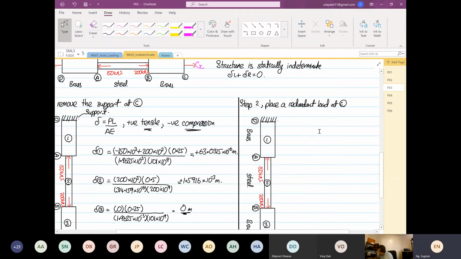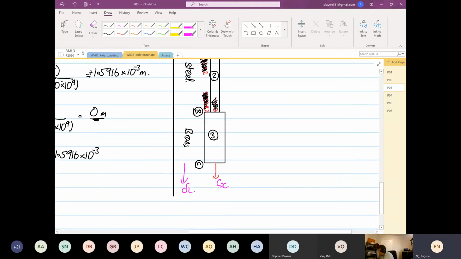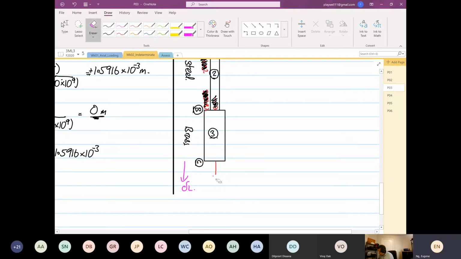So what's going to happen now is we are not going to consider what? We are going to ignore the 150. We're going to get rid of this arrow. We can get rid of the 200. All right. Now we are going to place a load over here in that direction, known as RC, the redundant load at point C. So you know that RC is the redundant load.